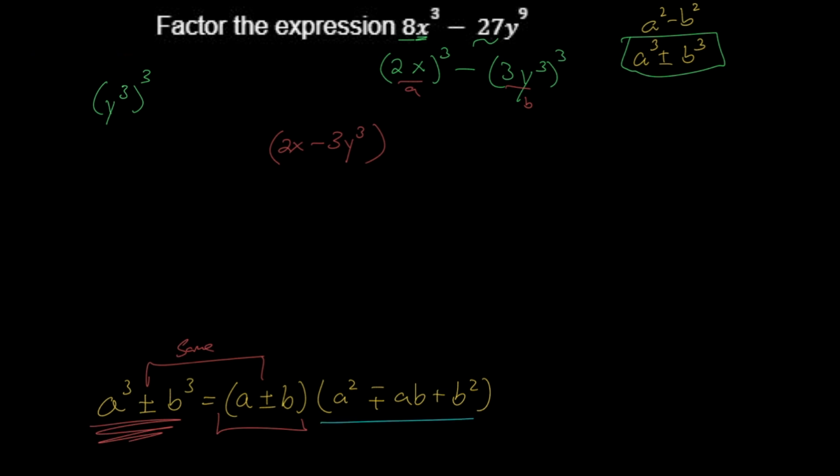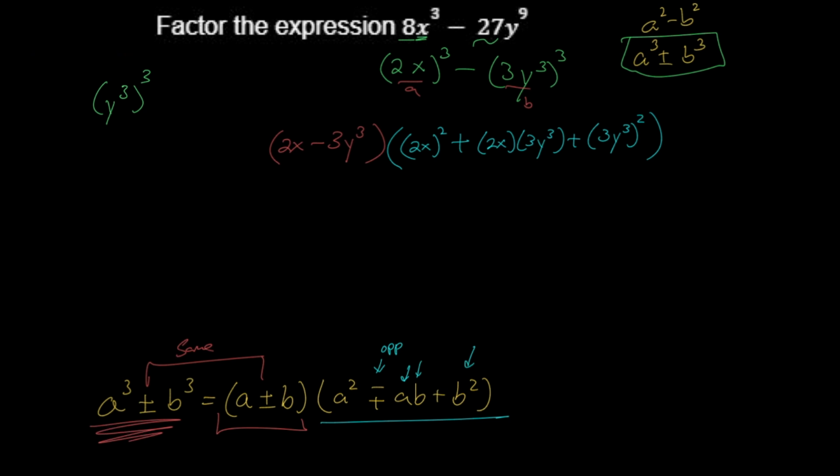Then for the second factor, we're going to have our a squared, so it's going to be our 2x in parentheses squared. Then it's going to be the opposite sign. So we had a minus originally, so we're going to have a plus. A times b, so 2x times 3y cubed, and then lastly plus b squared, so plus 3y cubed squared. Because 3y cubed is our b, we need it in parentheses and squaring it.